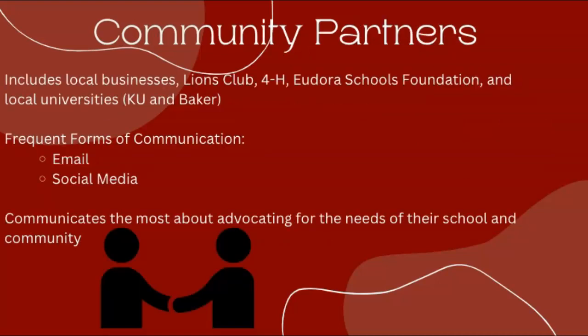And our last external group includes community partners, which are local businesses, the Lions Club, 4-H, Eudora Schools Foundation, and local universities such as KU and Baker, which we partner with a lot. Frequent forms of communication include email and social media. This group communicates the most about advocating for the needs of their school and community.